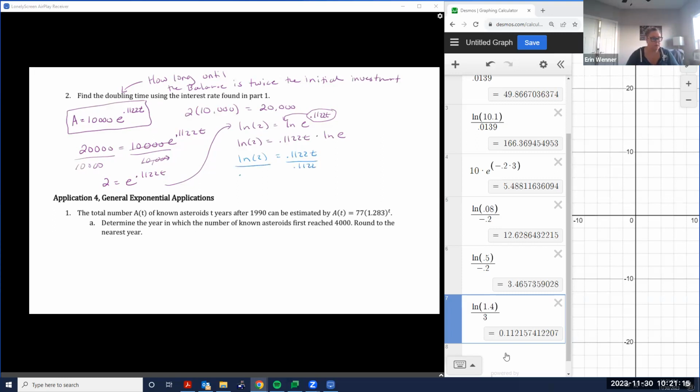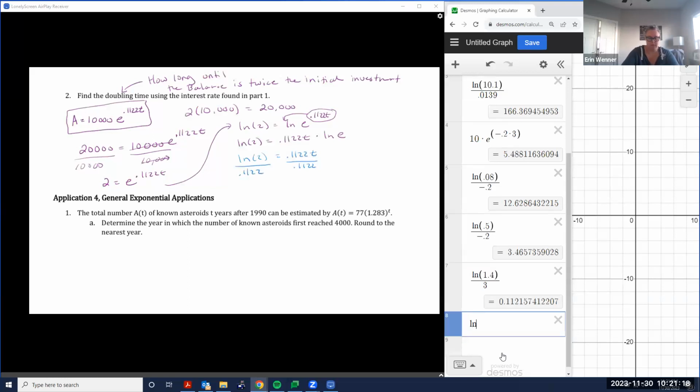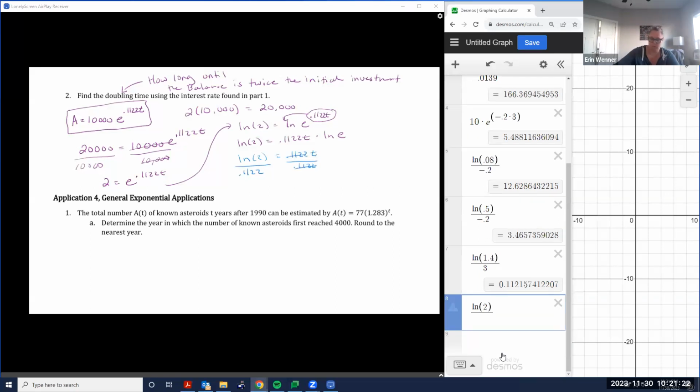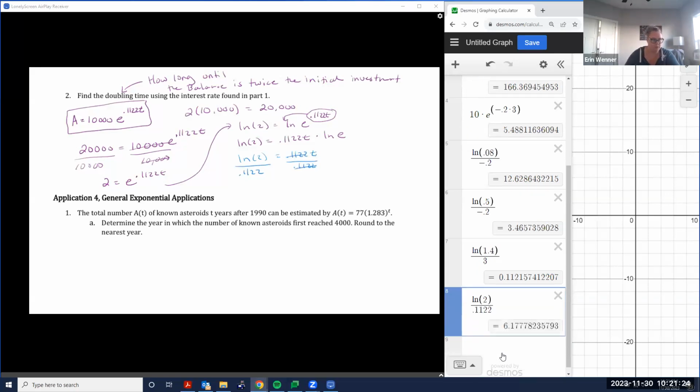And going over to our calculator, we'll do natural log of 2 divided by 0.1122 gives us 6.177 blah blah blah, and we'll do approximately 6.18 years, right? And because it's continuously compounding, we can have a portion of the year, right? Because at any given time, you will be having that amount, right?